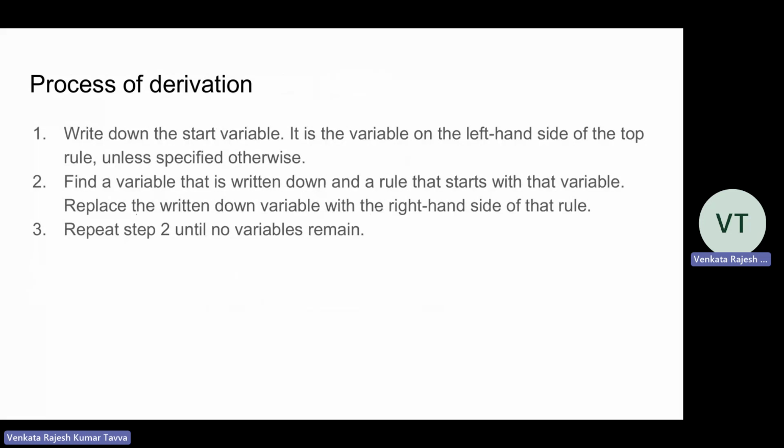So whatever I explained, the same thing is written here. You write down the start variable. It is the variable on the left hand side of the top rule unless specified otherwise. Find a variable that is written down and a rule that starts with that variable. Replace the written down variable with the right hand side of the rule.